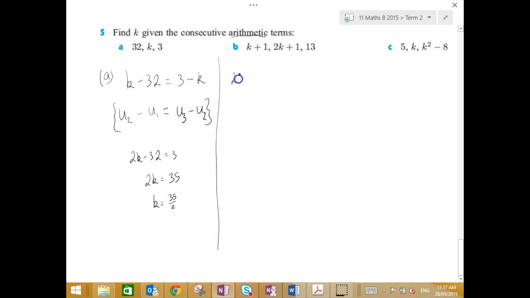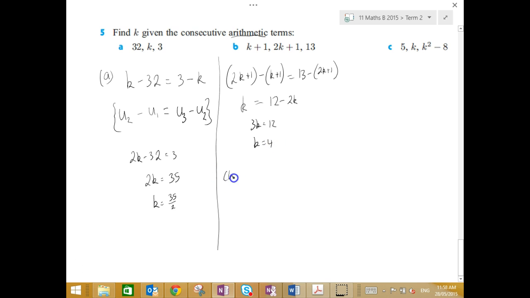Second term minus the first term, so 2k plus 1. Remember to keep them in brackets when you do minus k plus 1. The difference between the second and first term should be the same as the third term minus the second term, so 2k plus 1 there. And now we're just going to solve it. So 2k minus k is k, and 1 minus 1, well, that disappears, equals 13 minus 2k minus 1. So it's 12 minus 2k. 3k equals 12. K equals 4.